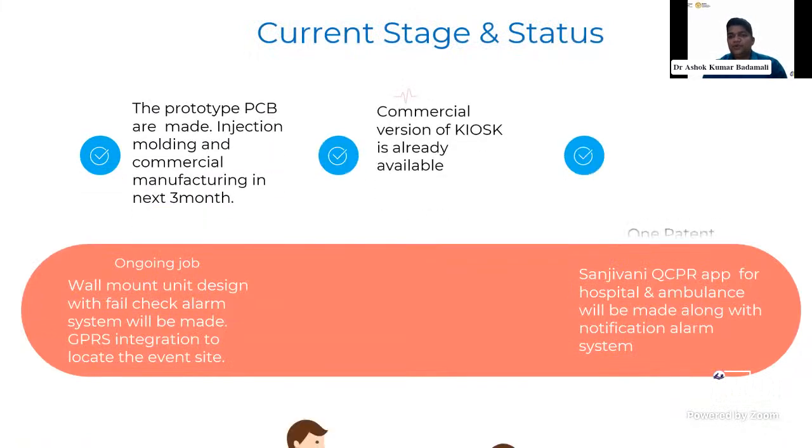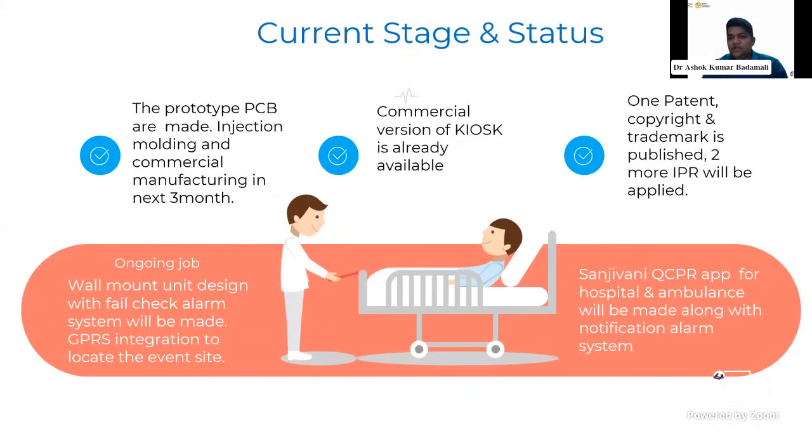In version 2, we are going for a wall mount unit, which is IoT-based. After using the device, through GPRS integration and navigation, the nearest ambulance and nearest hospital will know about the event. So it's just like a code blue outside the hospital.